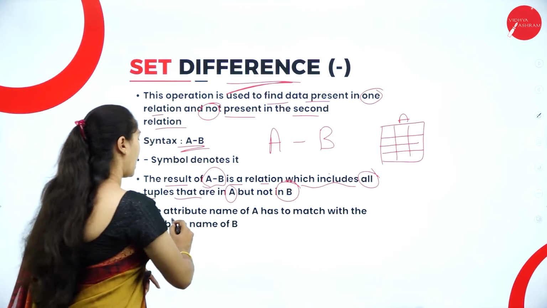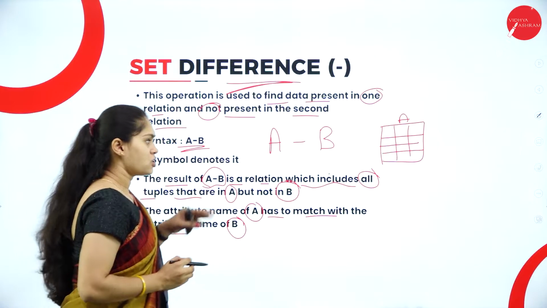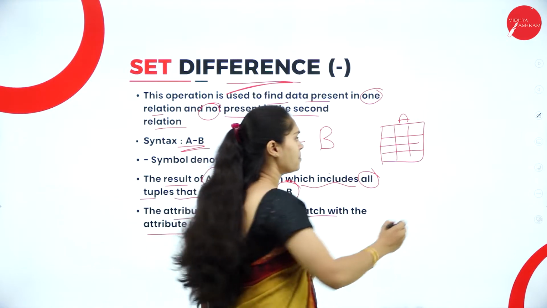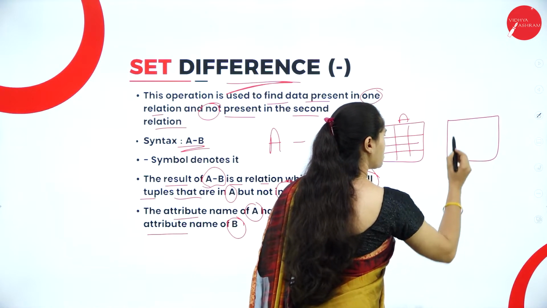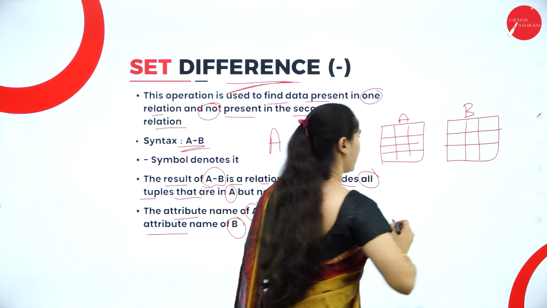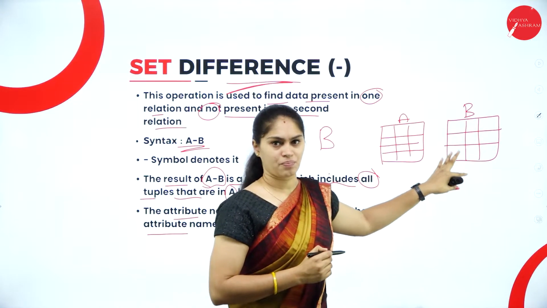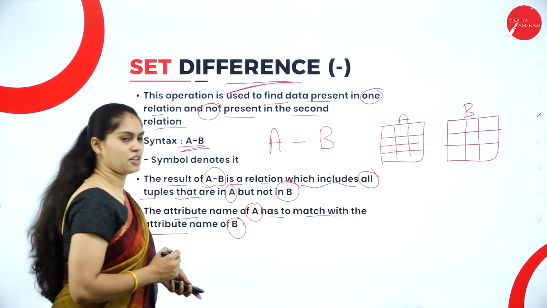And also the attribute names of A have to match the attribute names of B. So if I want to do the set difference, then whatever attribute names we have in A should match the attributes of B. Only then can we find the difference between A and B. Okay, this is regarding difference.